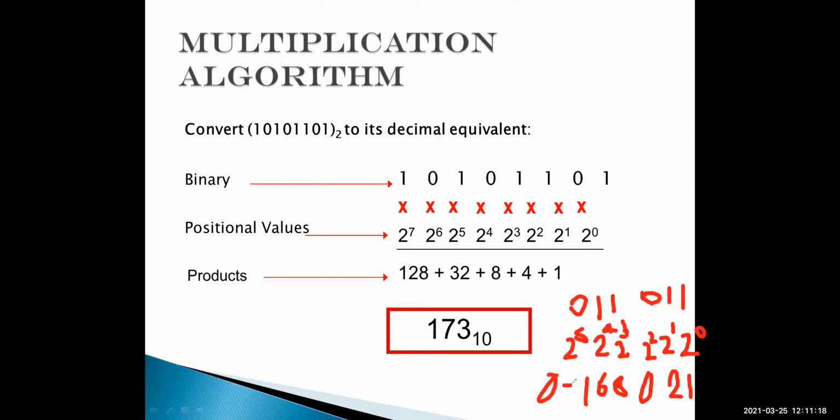So just make the sum: 0 plus 16, 16 plus 8 means 24. 24 plus 2, 26. And 26 plus 1 means 27. 27 is your answer. And the base? 10. Okay, now fine.